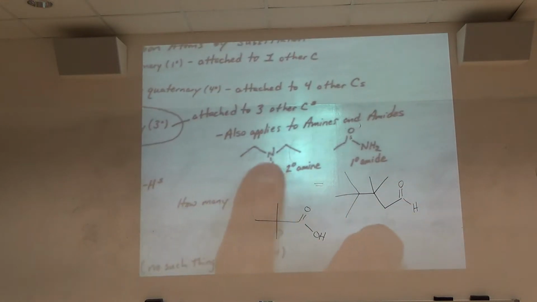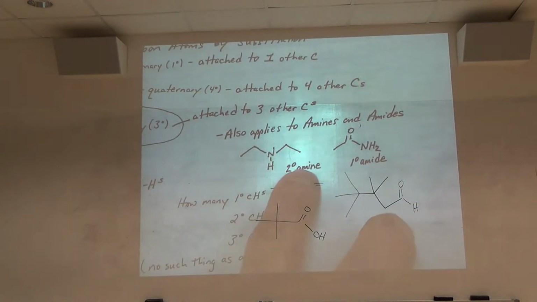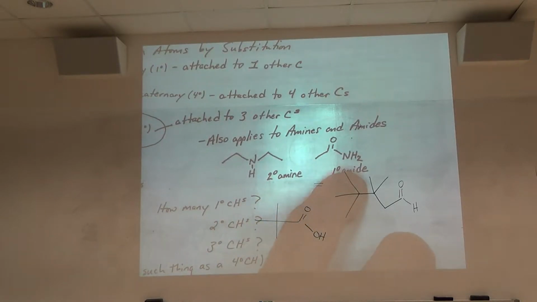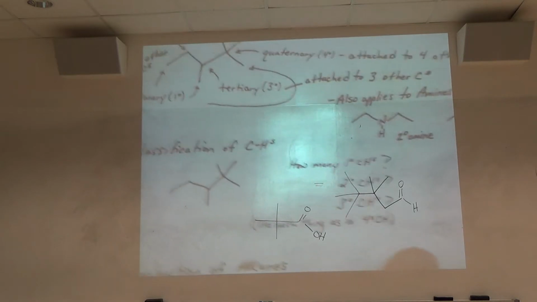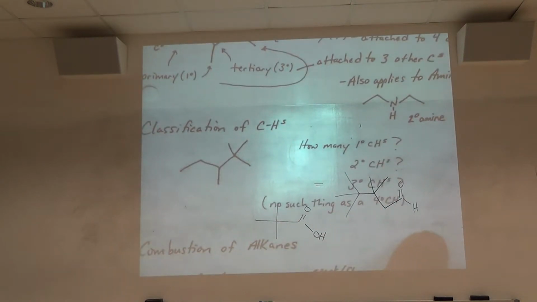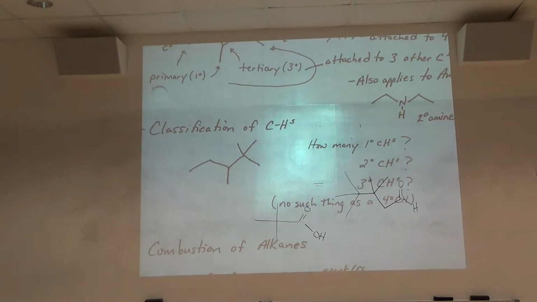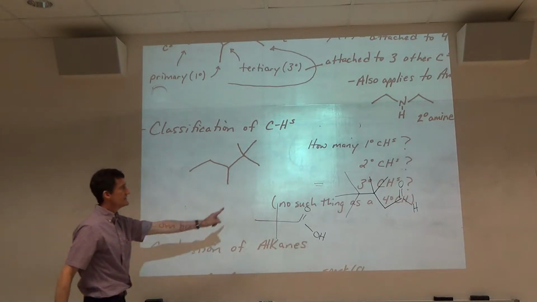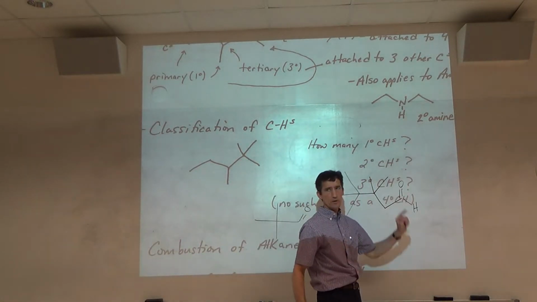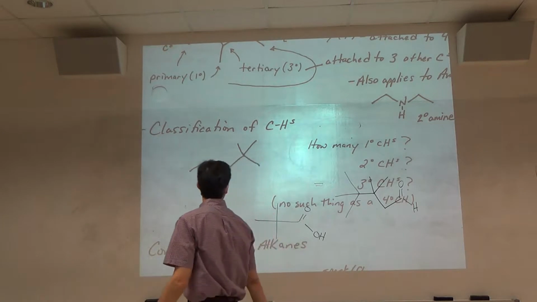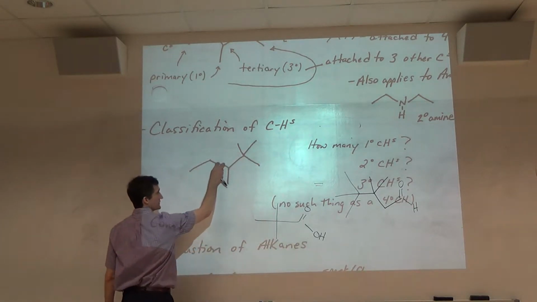Just like this, secondary amine. The nitrogen is bonded to two carbons, so it's called a secondary amine. But that's a primary amine because the nitrogen is bonded to just one carbon. We can then say H's. A primary CH is just an H that's on a primary carbon. So how many primary CHs in this compound?